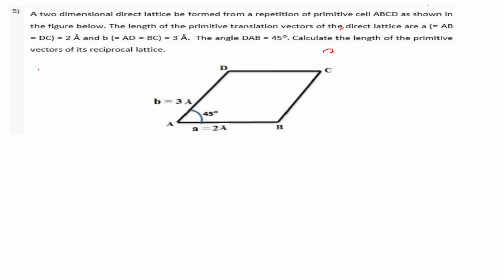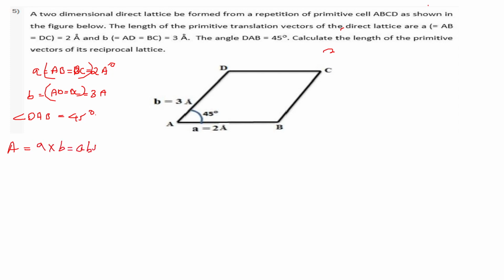So in the question it is given that a is equal to AB is equal to DC, that is 2 angstrom. Okay, and b is equal to AD is equal to BC, that is 3 angstrom. So angle DAB, which is given 45 degree. Okay, now we have to find the area, that is equal to a cross b, that is equal to ab sine theta. So it will be 6 sine 45, that is 6 by root 2 angstrom square.